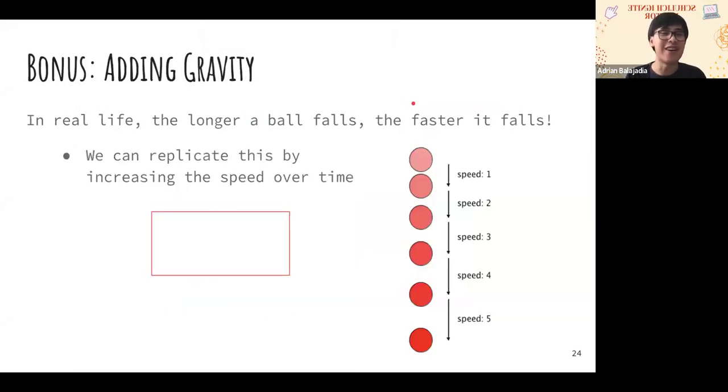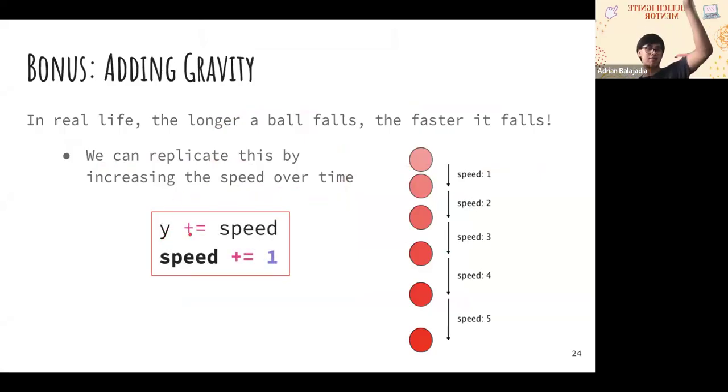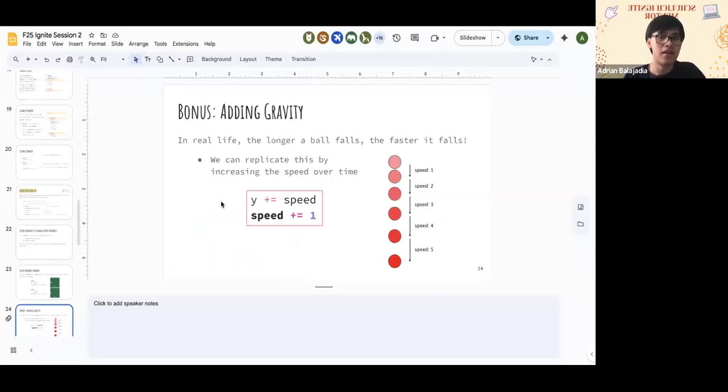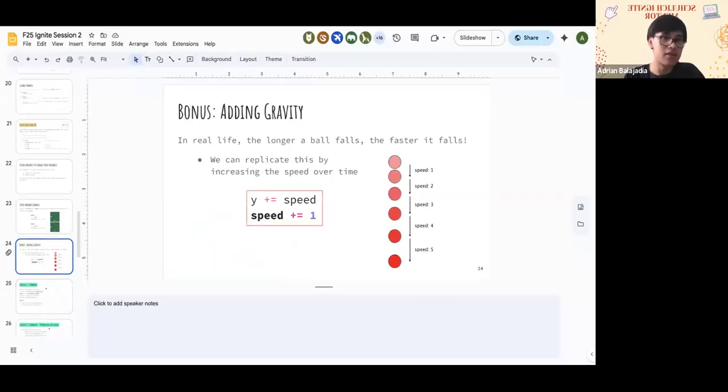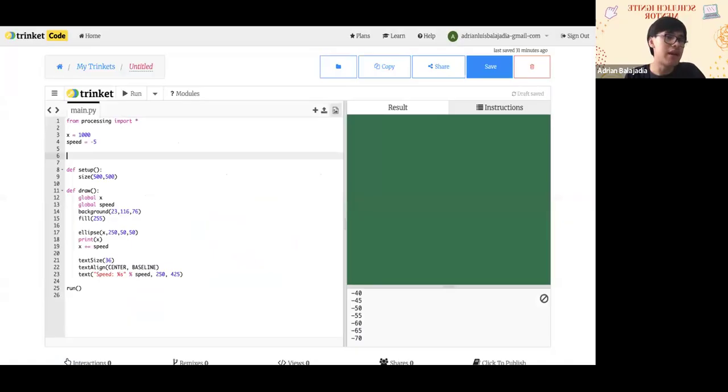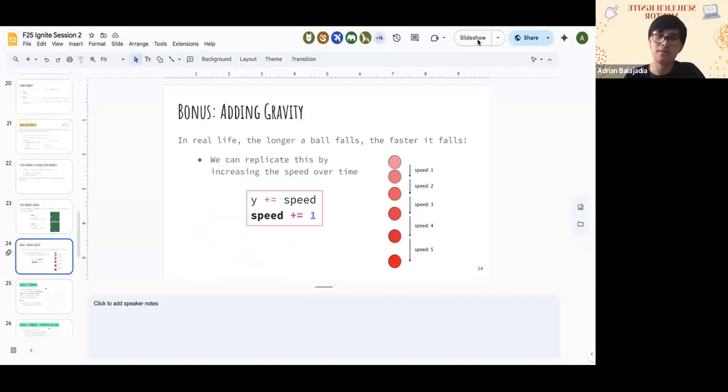There we go. I was just talking about gravity. So in real life, the longer a ball falls, the faster it falls. So we can replicate this by increasing the speed over time. So maybe the y value is, say, 0. So we're at the top of the screen. And then once we add a certain value, it'll go down increasingly. Not so sure if we have code for that, but maybe it looks something like that. Okay.